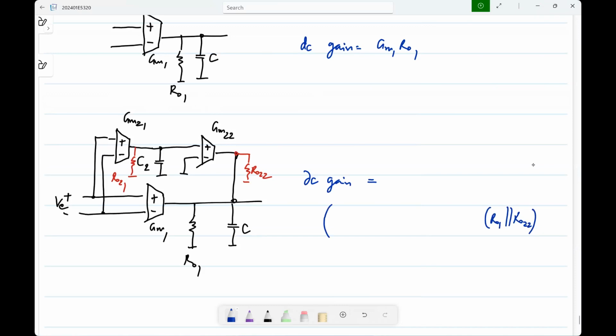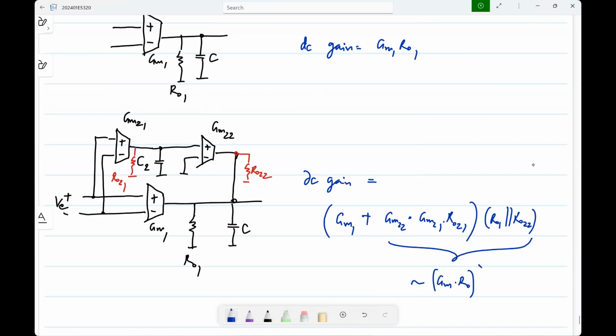And what is the current going through that, or what is the factor? You have one current branch from GM1 and another one from GM22. So it will be GM22, but its input will be GM21, RO21. Okay. So it looks sort of complicated, but you can see the dominant part is this, right? So it is also of the order of GM times RO square.